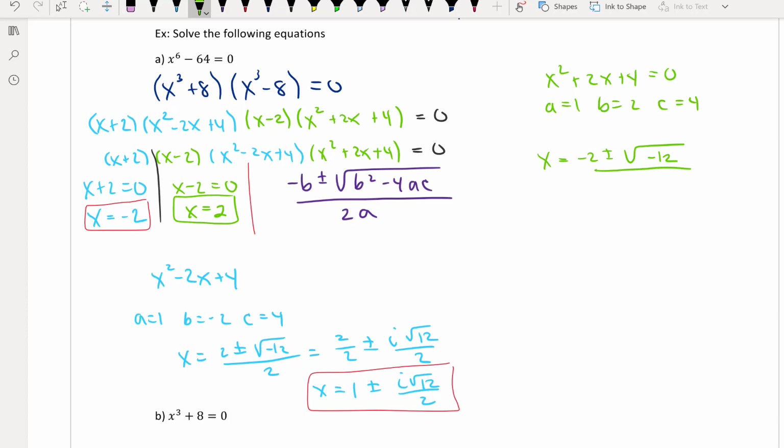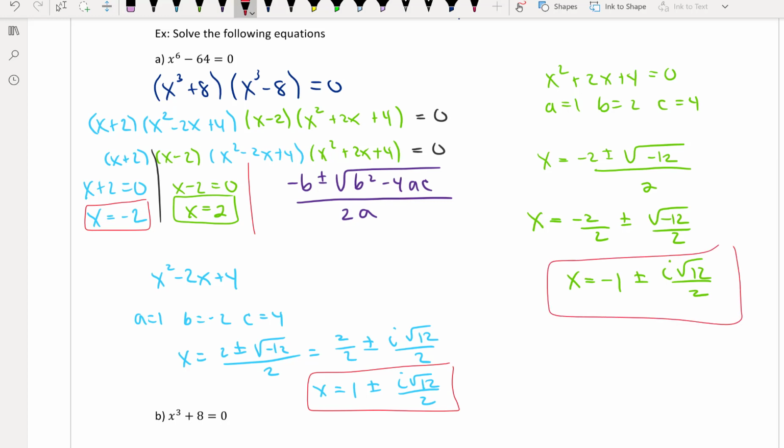And it's going to be divided by 2 times a, which is a 2. So x is equal to negative 2 over 2 plus or minus the square root of negative 12 divided by 2. So x is equal to negative 1 plus or minus i square root 12 over 2. And so that is going to be my other possible solution. So x is equal to negative 2, x is equal to positive 2, x is equal to negative 1 plus or minus, and also x is equal to 1 plus or minus. So those are going to be my 4 solutions.